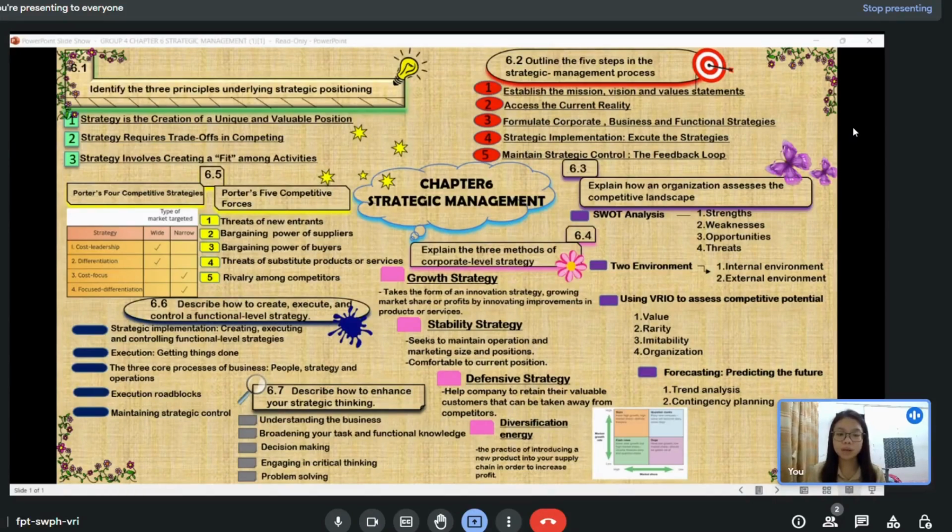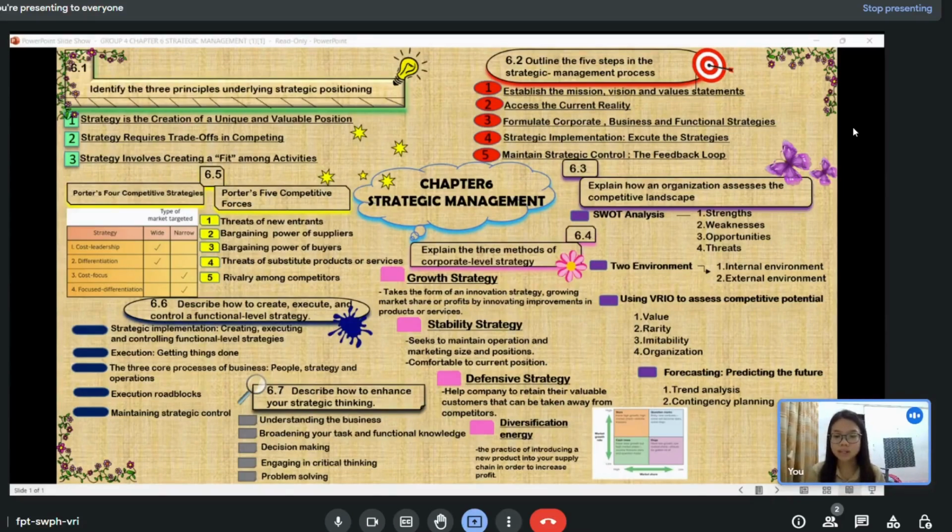Using VRIO to assess competitive potential. VRIO is a framework for analyzing a resource or capability to determine its competitive strategy potential by answering four questions about its value, rarity, imitability, and organization. It has two types of forecasting. It is trend analysis and contingency planning.